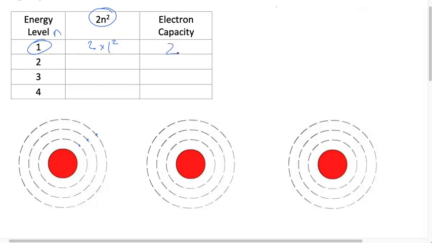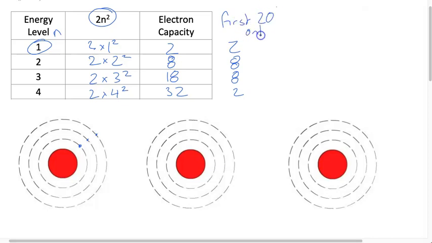So our first energy level has the capacity for 2 electrons. The next one is 2 times 2 squared, which gives us 8, so 4 times 2 is 8. The third one is 2 times 3 squared, which gives us 18. 2 times 4 squared is 32. What you would have looked at last year is pretty much the 2, 8, 8, 2 method, and that applies for your first 20 elements. After that it gets a little bit trickier, and we'll have a look at that when we look at subshell configuration next.